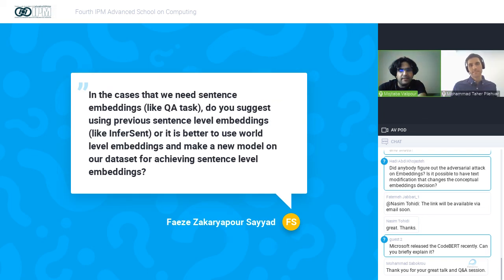In the cases that we need sentence embedding, like QA tasks, do you suggest using previous sentence level embedding like InferSent, or is it better to use word level embedding and make a new model on our dataset for achieving sentence level embedding? Well, it's a difficult question. I don't know. It depends on the specific task and the dataset. So I do not really have an answer that I would guarantee to work.